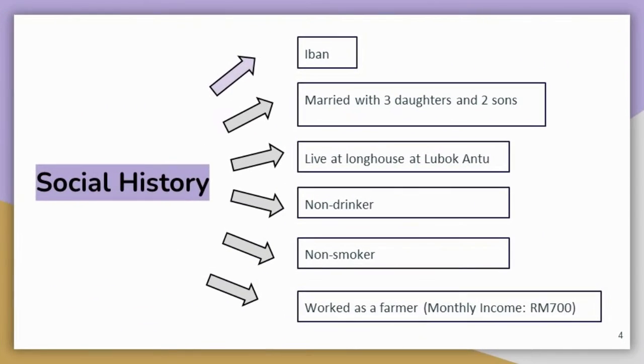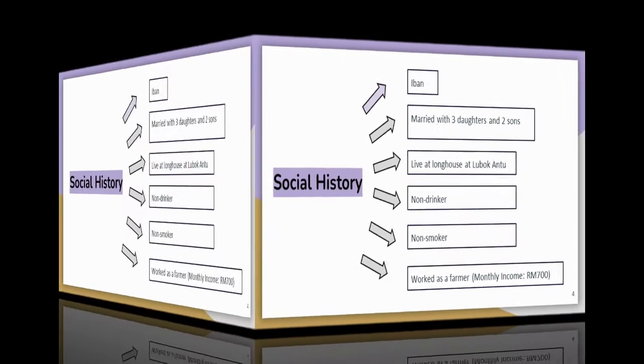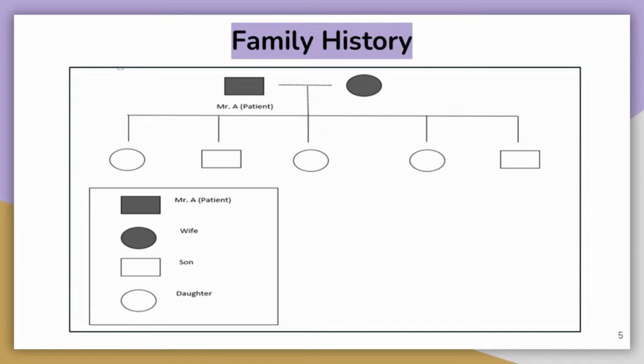Okay, next is social history. He is an Iban and he is married with 3 daughters and 2 sons. He lives at a longhouse at Lubuk Hantu and he is a non-drinker and non-smoker, and he works as a farmer, and he stated that his monthly income is 700 per month. And this is his family genogram. As you all can see, he has 3 daughters and 2 sons.